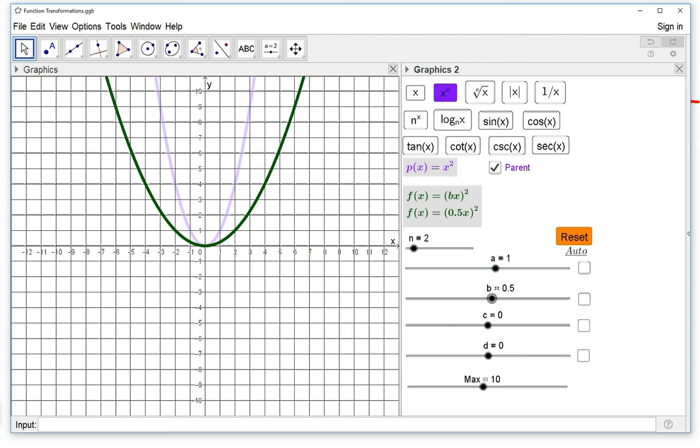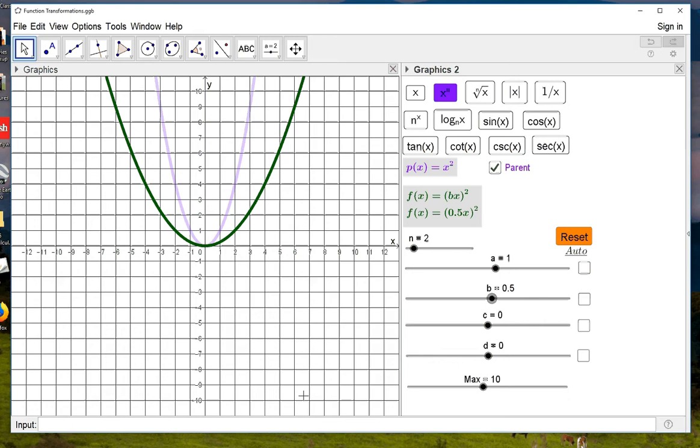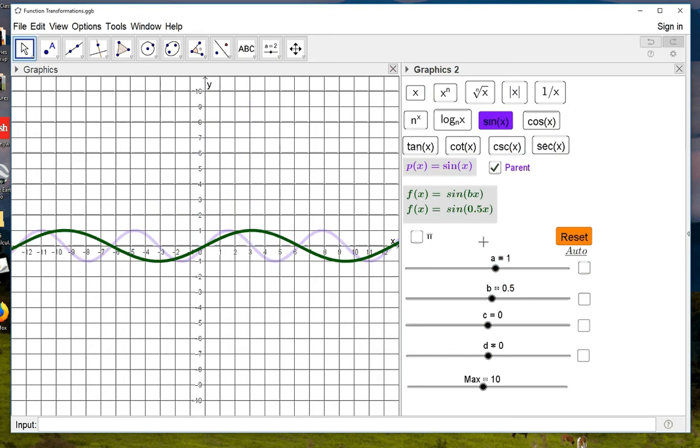Let's look at another example. Sine. Okay. Let's go back to b equals 1. If we make b equal to 1/2, which is 0.5, it takes that original parent graph and it stretches it out. Just like a string. If you were to grab this string on the left and on the right and pull on it, that's exactly what would happen. It would stretch out.